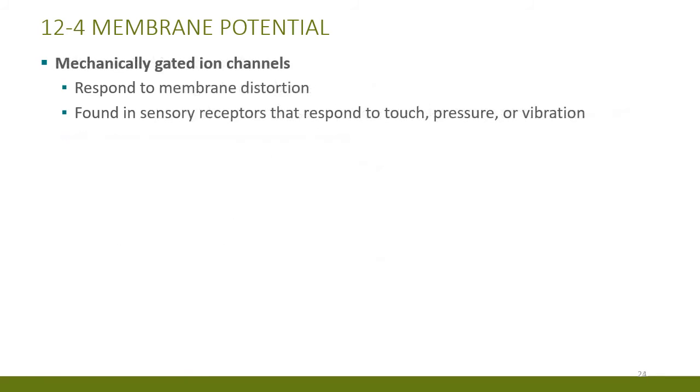Mechanically gated ion channels respond to membrane distortion, and they're usually found in a sensory receptor that responds to touch, pressure, or vibration. Those are the proprioceptors we talked about. When you moved your hand to touch your nose, it stimulated the movement and told you where you're at. When your blood pressure is high, it tells the brain by stretching these baroreceptors.